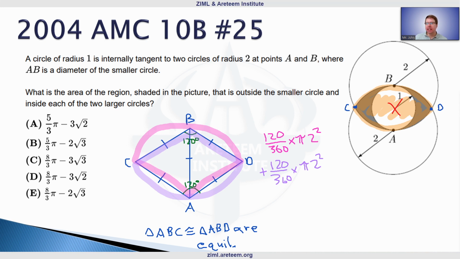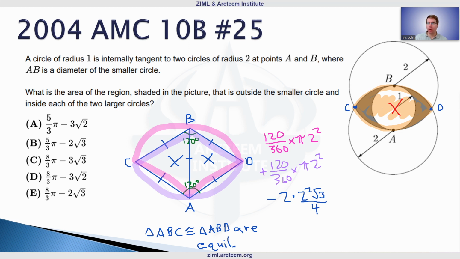However, we still are overcounting these two equilateral triangles in the middle. That's not so bad though, because we know how to calculate the area of an equilateral triangle, hopefully. There's two of these. They each have a side length of 2. The area is s squared, side length squared, square root of 3 over 4.